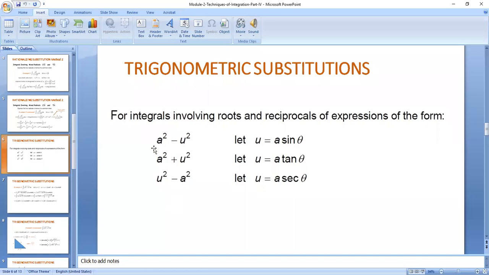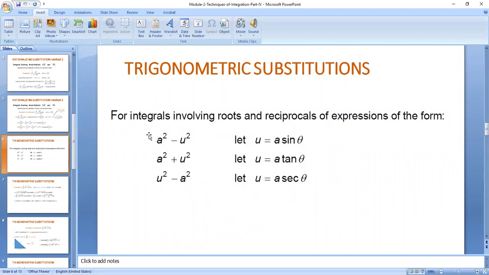If your integral contains an a squared minus u squared, then you can let u equal to a sine theta. So u is your variable, and a here is any real number. Your u variable was assigned an expression in terms of the sine of theta. That is why it's called trigonometric substitution. You need to know the square root of this real number so you can place it here together with the sine theta. That's in the case in which you have a squared minus u squared.